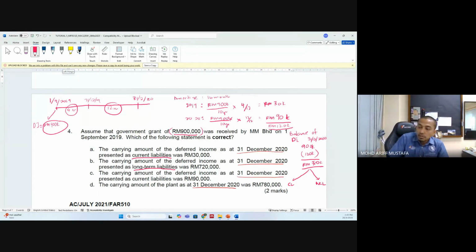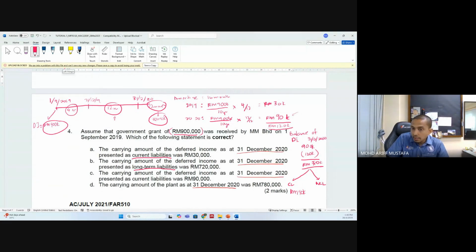So next year, another 12 months is to be amortized, right? The value is going to be the same because this is the straight line method. So it's going to be RM 90,000. So for the next 12 months, RM 90,000 is going to be amortized, in other words realized. And because it is going to be realized within 12 months, it becomes our current liability. So RM 90,000 is our current liability.